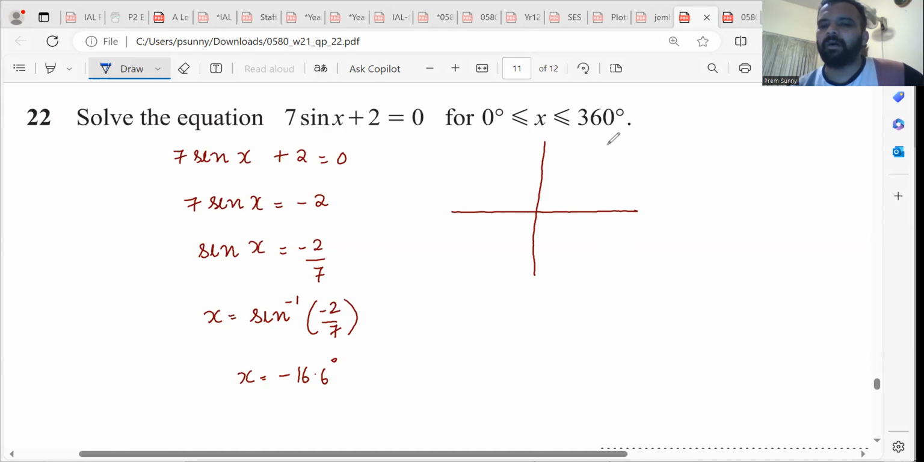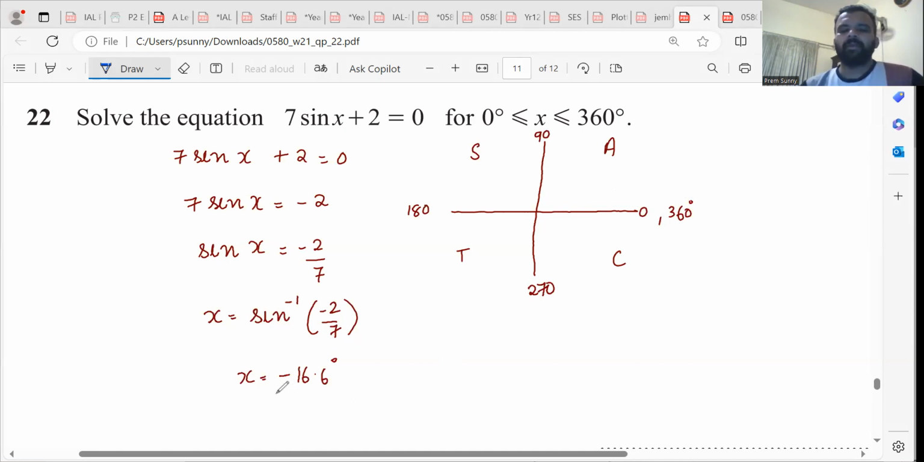CAST diagram, all that means sine, cos, tan, all the trigonometric ratios are going to be positive in the first quadrant. In the second quadrant, only sine is positive. In the third quadrant, only tan is positive. And in the last quadrant, only cos is positive. That is why CAST diagram. We usually go anti-clockwise in order to measure the angle. So basically, this is 0 here. And then we have 90, 180, 270, and finally back to 360 degrees.